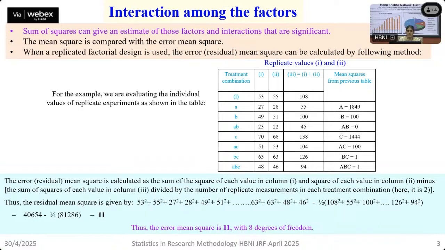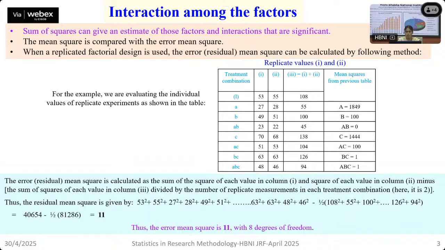Here the degrees of freedom is 8, because each experimental value is derived from 2 replicates each. So 2 minus 1 will be the degree of freedom for one mean.